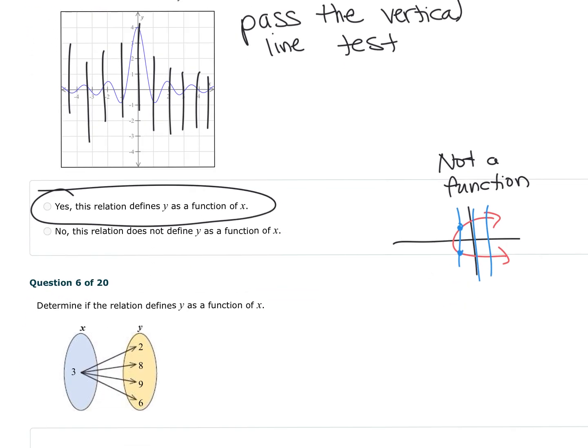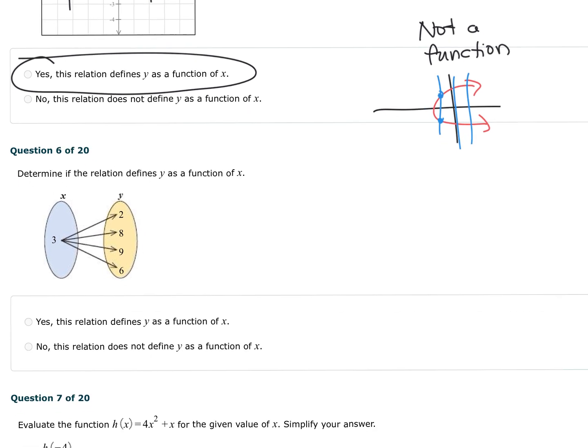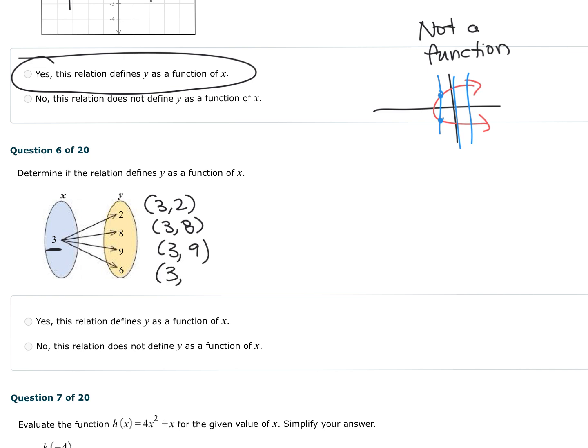Next, we have a mapping problem. It says determine if the relation defines y as a function of x, and this time we have mapping. This 3 is going to 2 and 8 and 9 and 6. So if I wanted to convert these to ordered pairs, I would have (3, 2), (3, 8), (3, 9), and (3, 6). Okay, that is not a function. The x's cannot repeat. There can only be one value of y for our x value.